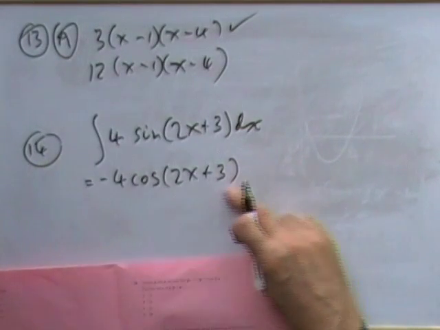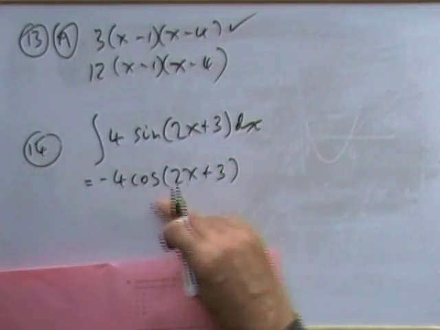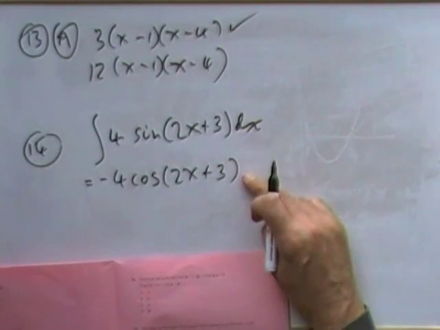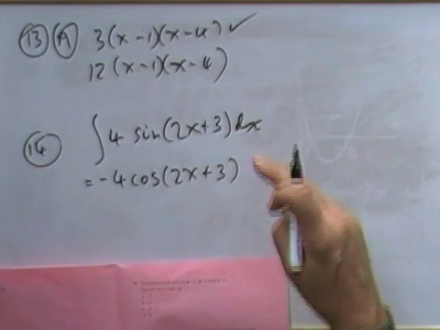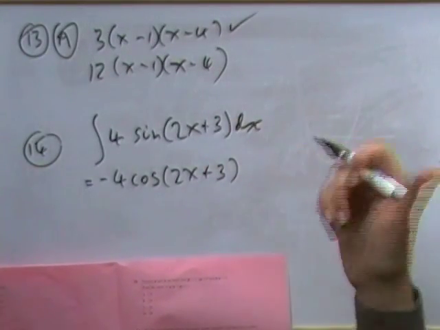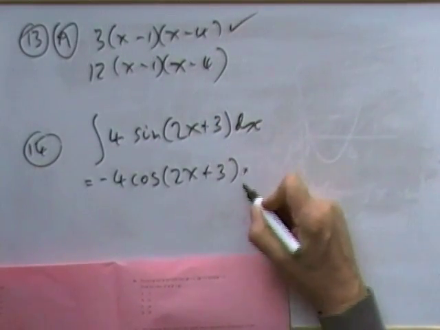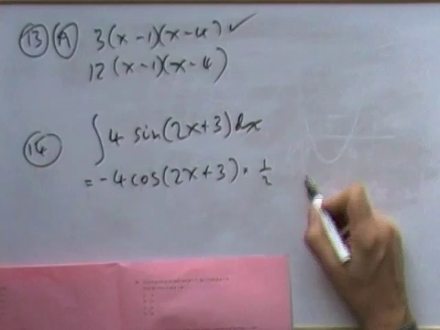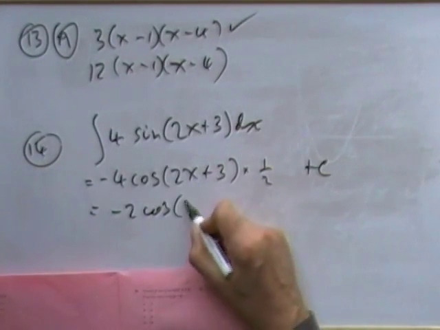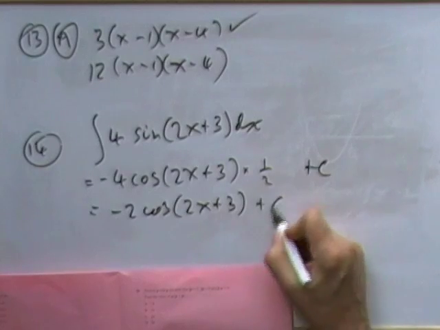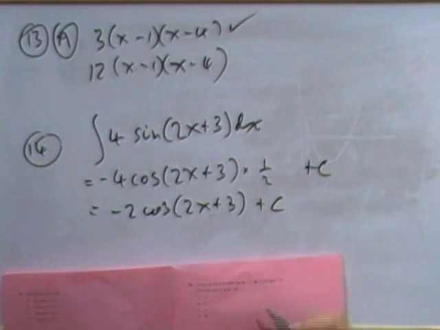What would happen if you were differentiating is you'd have changed that to negative sine of the same thing, and then multiplied it by the derivative of the inner function. Which means if you're integrating, you've got to do the opposite, which would be divide by the derivative of the inner function. So I'm going to divide by 2, so that'll be times a half. Don't forget the plus c. So that's just going to give me negative 2 cos of (2x plus 3) plus c, which is answer B.